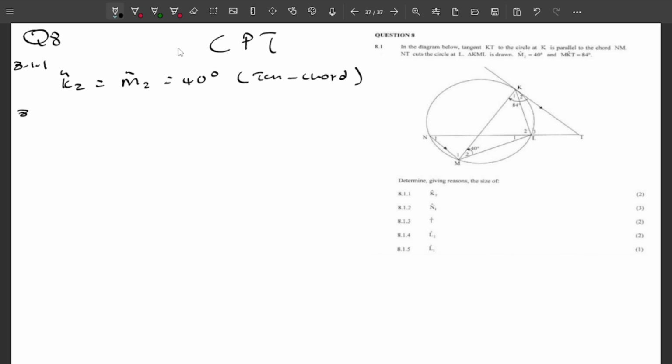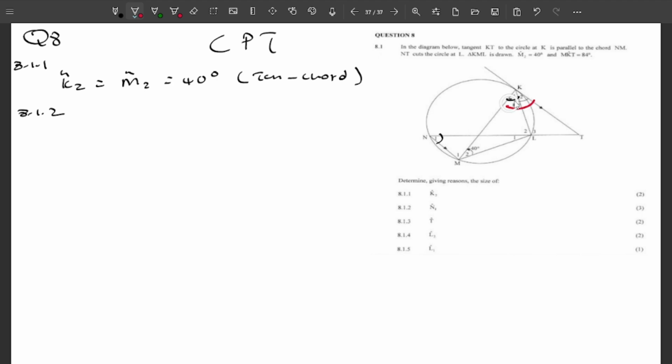Now for 8.1.2, which is angle N1. This is N1. How can we find N1? Since we have a cyclic quad here, which is the bow tie, we can use angles in the same segment. Now don't be confused by this 84. This 84 is the entire angle K, which includes K1 and K2.